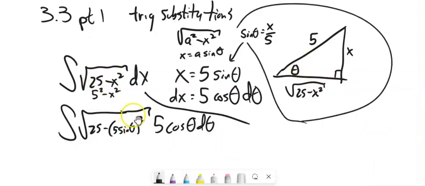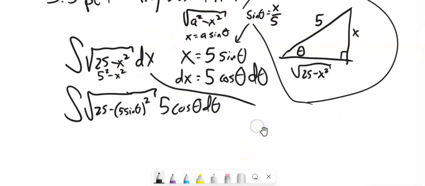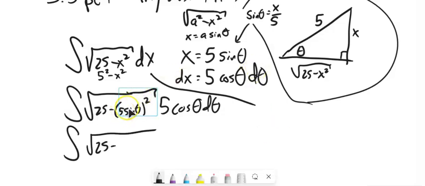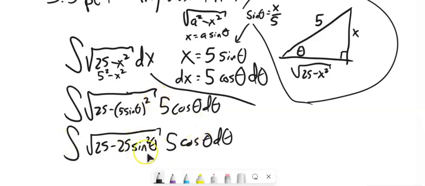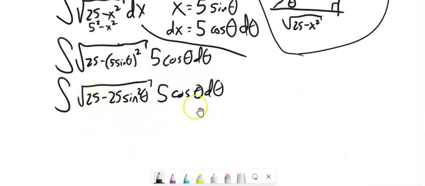We do the substitution, we work it out, and then we substitute back in to get our x values, because we started in terms of x. So let's go from here. A nice little bit of manipulation that will happen every time: 25 minus, notice 5 squared is 25, and then I have sine squared theta, and that's still times all this. And I can factor a 25 out of these, so I get 25 times 1 minus sine squared. That's convenient, because we know what that is.